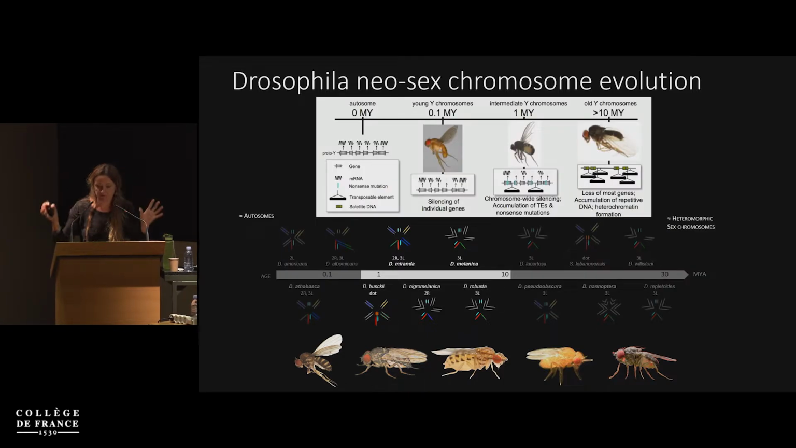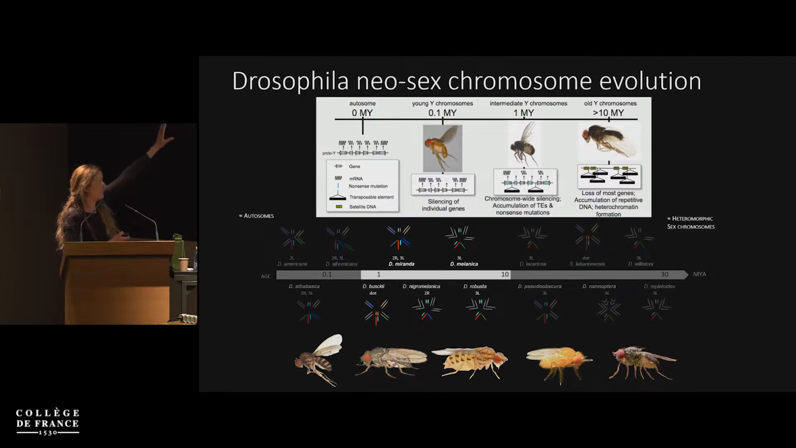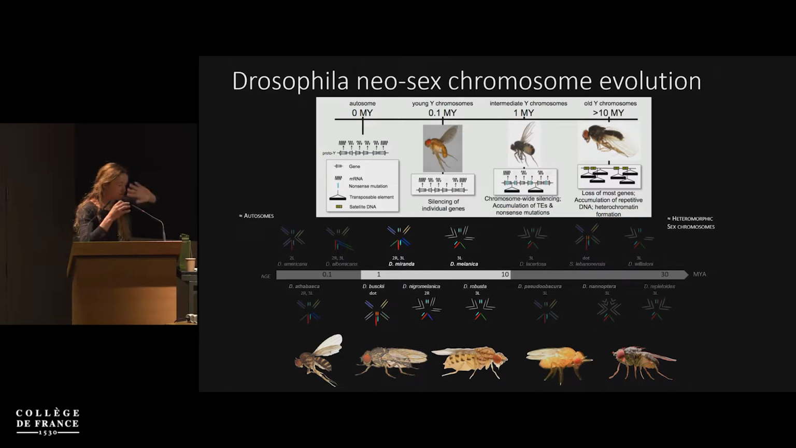And so the general pattern that we find is that, at least in Drosophila, a young sex chromosome is anything that's less than 100,000 years old. And in those cases, those young sex chromosomes basically resemble an autosome. So you have a lot of active genes that are transcribed. There's just a handful of pseudogenes accumulating.